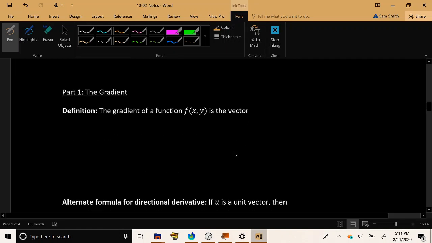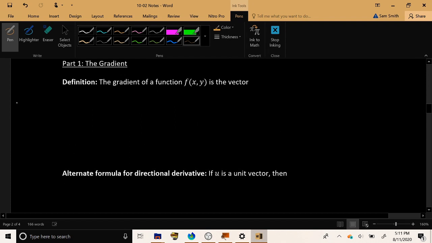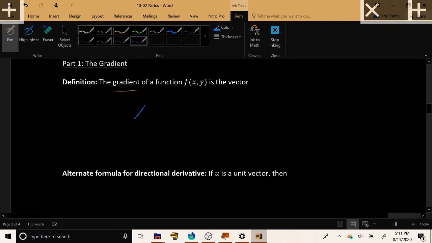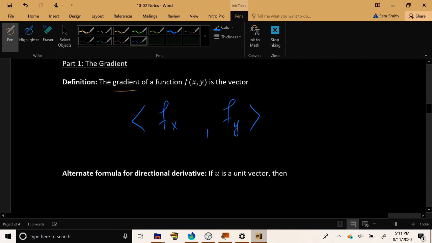Okay, let's get started by defining this term. The gradient of a function f of x, y is this vector that came up when we defined the directional derivative yesterday. It's the vector that has f sub x as its first component and f sub y as its second component. So if we wanted to rewrite the directional derivative in terms of the gradient, then we can do that.